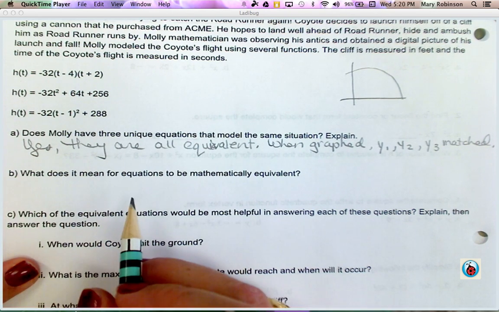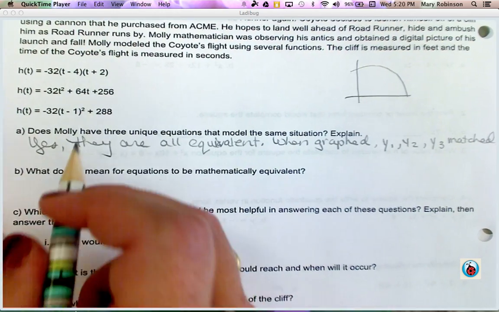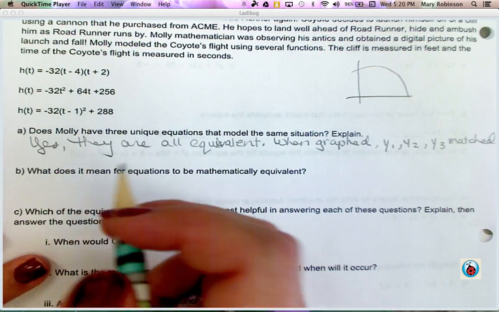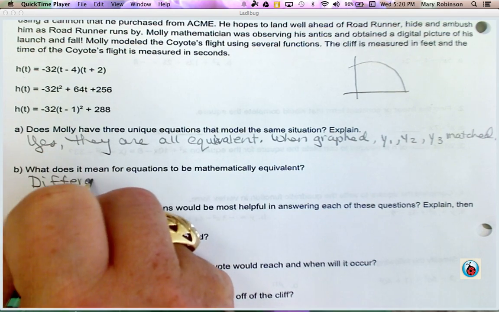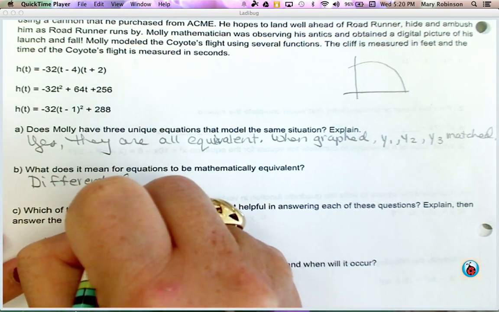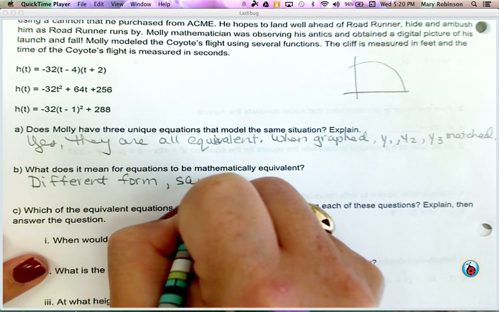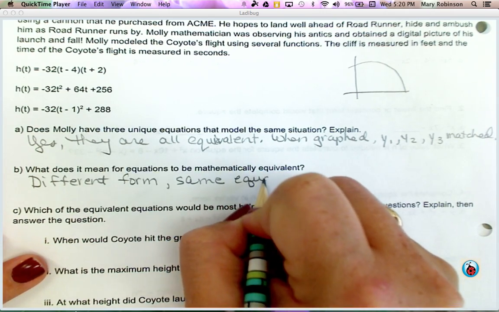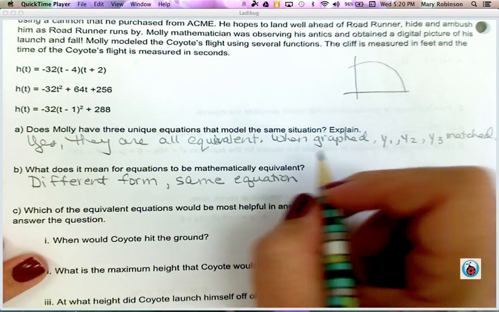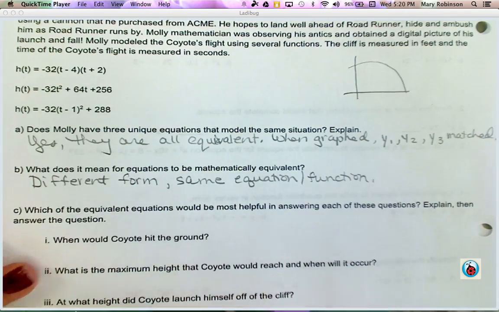So then I ask, what does it mean for equations to be mathematically equivalent? So basically they're in a different form, but they have the same value. So we can say they have a different representation or a different form, but they are the same equation or function, or expression if it was an expression. So same equation or function. So memorizing these answers, I would suggest it.